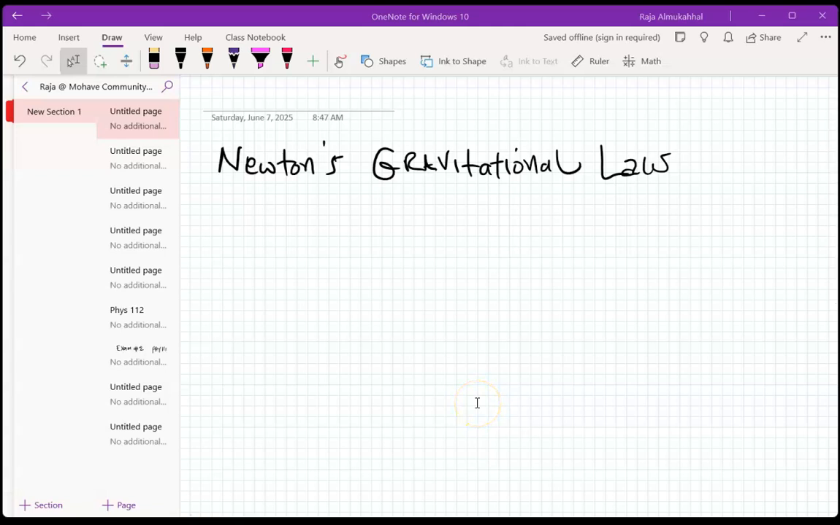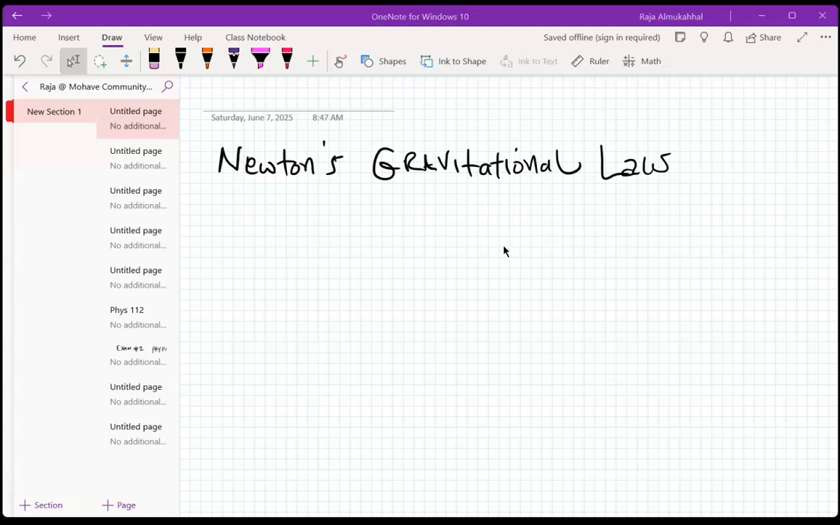Hello. In this video, I want to talk about Newton's gravitational law. Newton's gravitational law basically says if you have two masses, any two masses, no matter how big or how small they are, there will always be a gravitational pull between them, a gravitational attraction between them, okay?